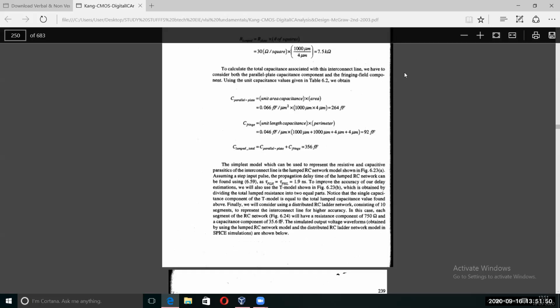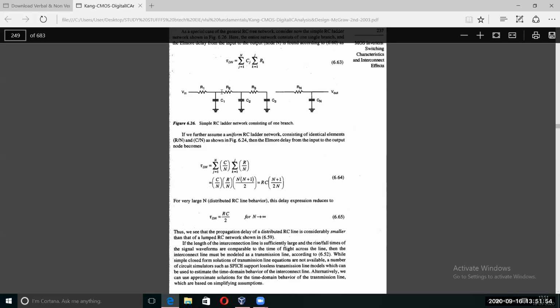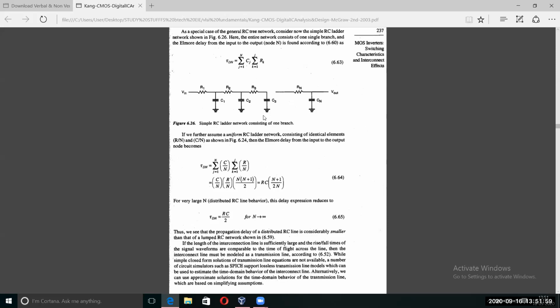Then you have to connect it in this manner. This is a ladder network. It is given for 3 segments, but you have to connect for 10 because we are dividing R by 10. So this is the equivalent one, Rn and Cn. Rn is the total lumped divided by 10, meaning 750 ohms, and this is 35.6 femtofarad. Then same input and output, and you will just find out.